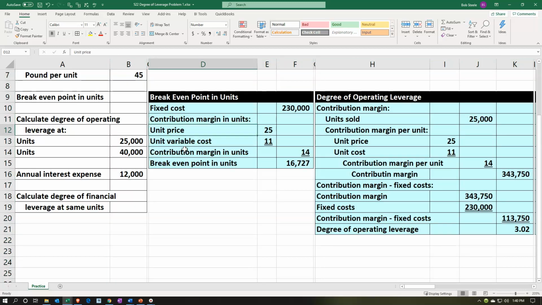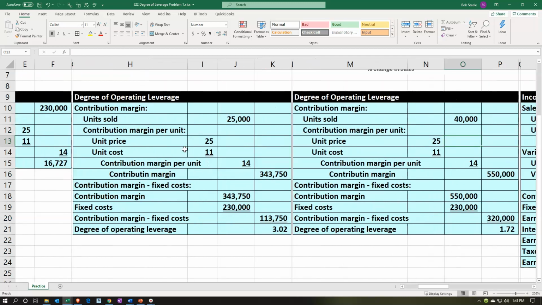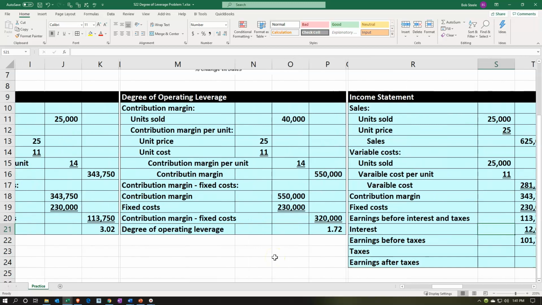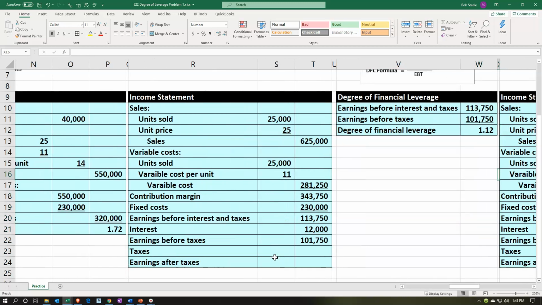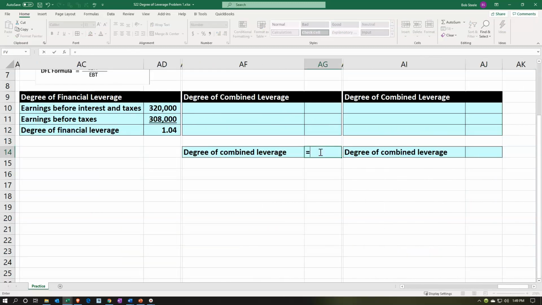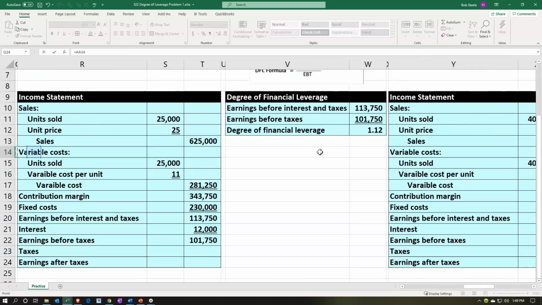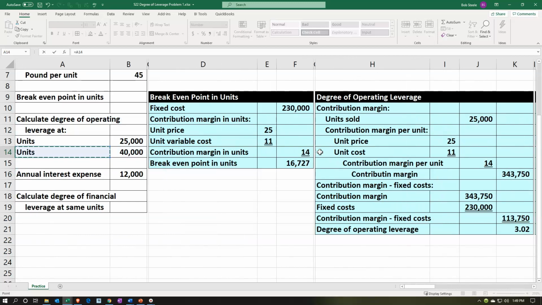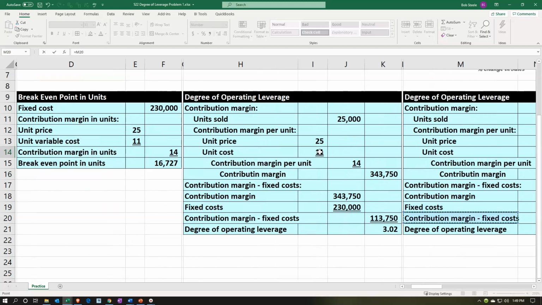And now we want to scroll all the way over here and pick up that 3.02 or so. And then we want to make sure we pick up the right ones here, and the degree of financial leverage, the 1.12. So let's see if we can pick up the right ones with a formula. We're going to say equals. I'm going to go all the way to the left with the arrows till we hit the wall. And then I'm looking for the degree of operating leverage in the first one that we did with the 25,000 units. That's going to be the 3.02.